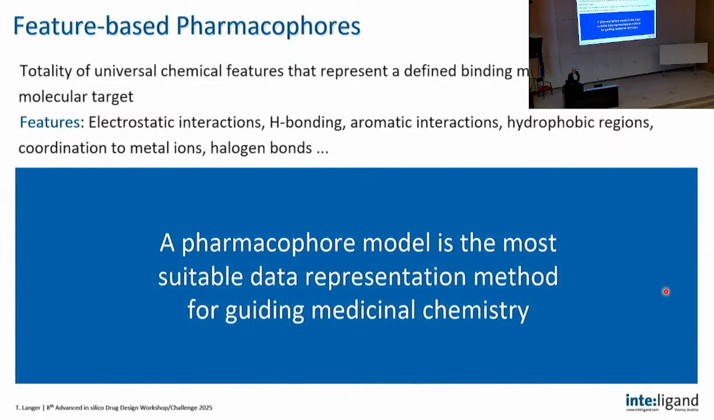So I believe still, and I will not stop believing this, that pharmacophore models are the most suitable data representation methods for guiding medicinal chemistry efforts, because medicinal chemists think already in pharmacophores, and if they see them, they're even more comfortable. And you can discuss what kind of groups you can exchange but keep the same interaction, or making a specific interaction even stronger, for instance.